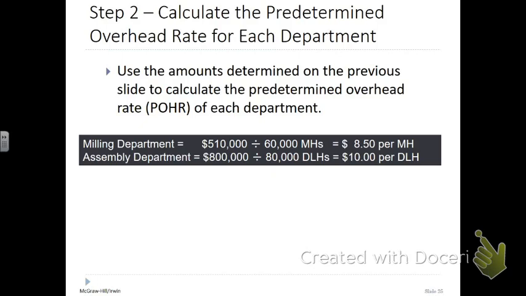Then what they need to do is divide that by how many machine hours or labor hours they're actually going to use. In this case, 60,000 and 80,000. And what that gives them is the rate, and those are the overhead rates: $8.50 per machine hour, $10 per direct labor hour.